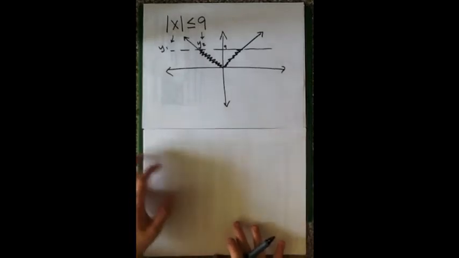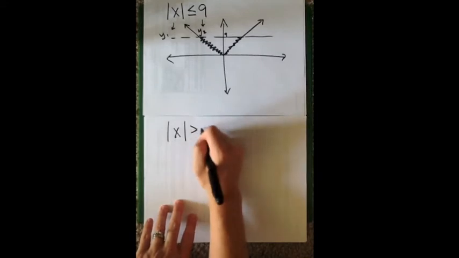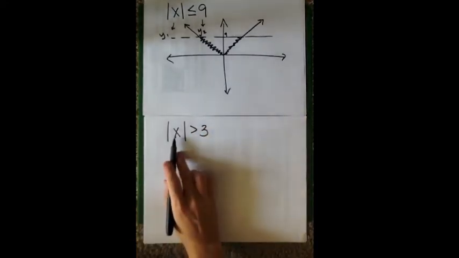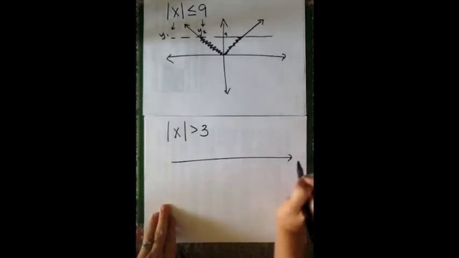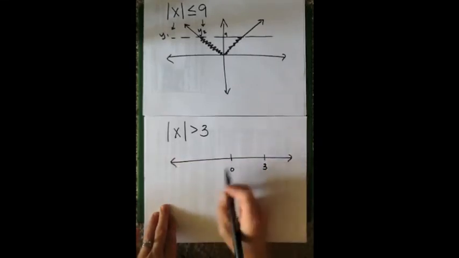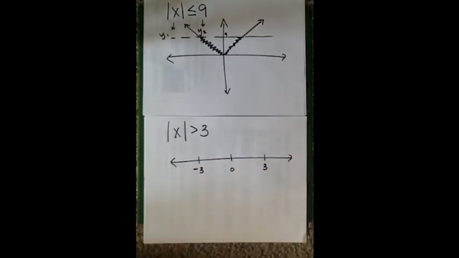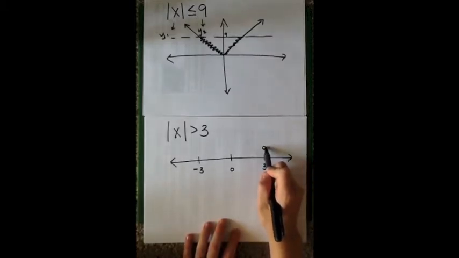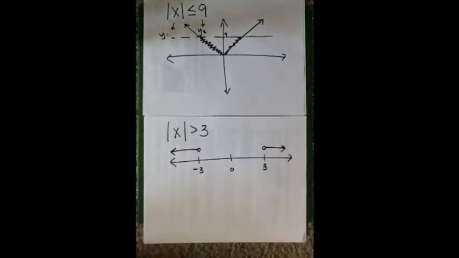What if I have a different inequality? What if I'm looking at absolute value of x is greater than, let's say, 3? If I want greater than 3, then that means the distance from 0 is greater than 3. On my number line, here's 0. I know a distance of 3 would be either 3 or negative 3. And I need the distance to be greater than that, so it needs to be further away from 0 than that. So that's going to be on this side or on this side.